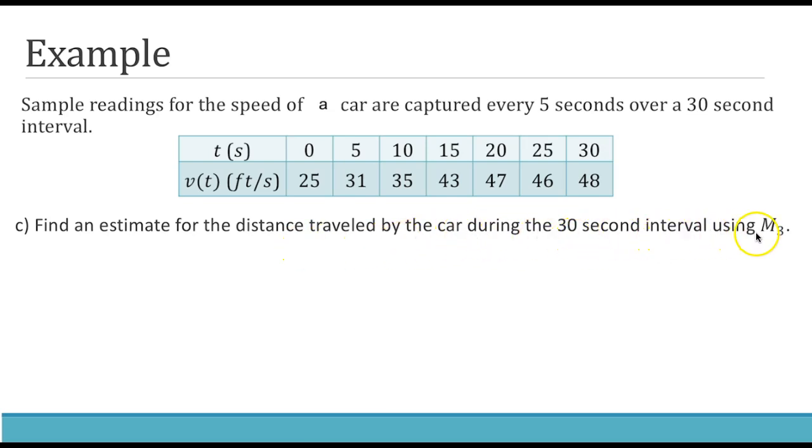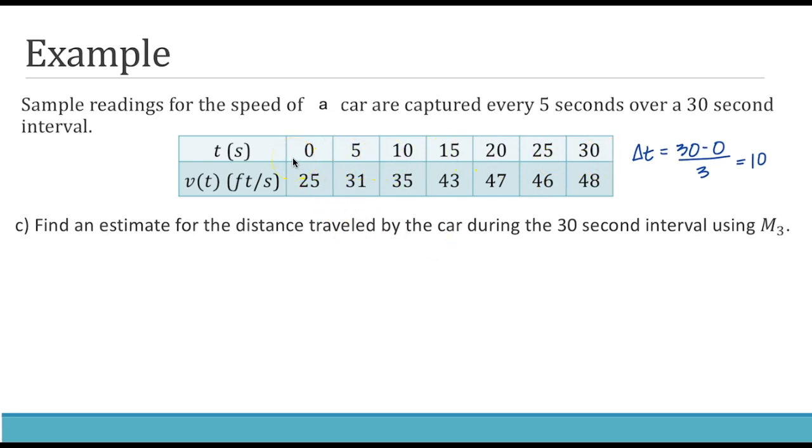Now in our last part, part C, find an estimate for the distance traveled by the car during the 30-second interval using M3. So I want to use midpoints and 3 rectangles. Well, our delta t in this case, since t is the input variable, the width of each rectangle is 30 minus 0 over 3. So the width of each rectangle is 10. And that makes sense, right? A 30-second interval divided into 3 equal parts is 10 seconds each.